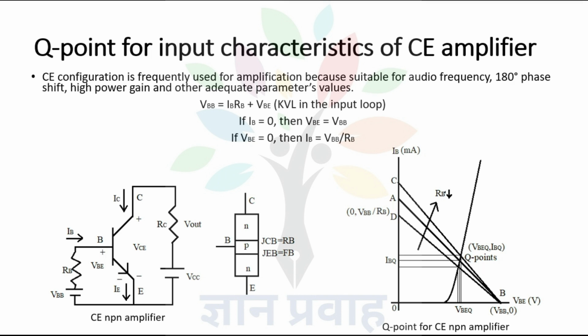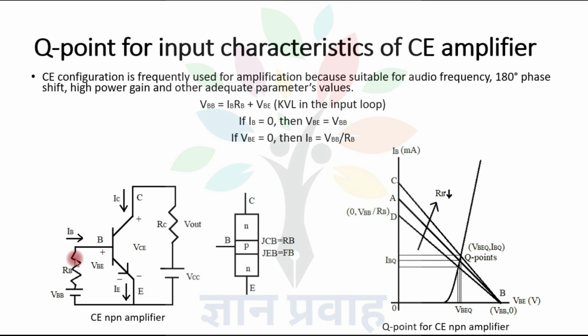Q point for input characteristic of common emitter amplifier. Common emitter amplifier is nothing but the common emitter configuration of the bipolar junction transistor. And we have discussed in the last lecture that NPN transistor is widely used as compared to PNP transistor, because in case of NPN, majority charge carriers are electrons and the mobility of electrons is large as compared to the mobility of holes. So common emitter amplifier is widely used as compared to other configurations.